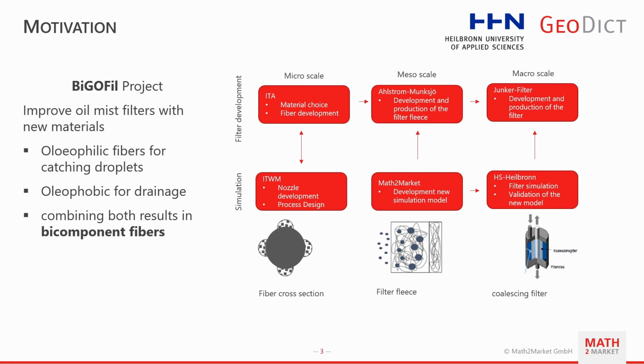So, there are a lot of coalescence filters on the market, like compressed air filters or oil mist filters. On the one hand, oleophilic fiber structure is beneficial for catching droplets. On the other hand, oleophobic fibers are beneficial for the drainage process. So the idea is combining both positive properties and resulting in bicomponent fibers.